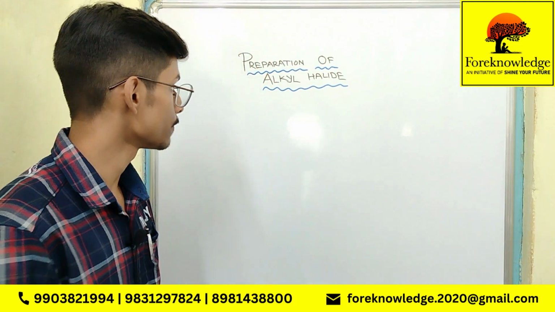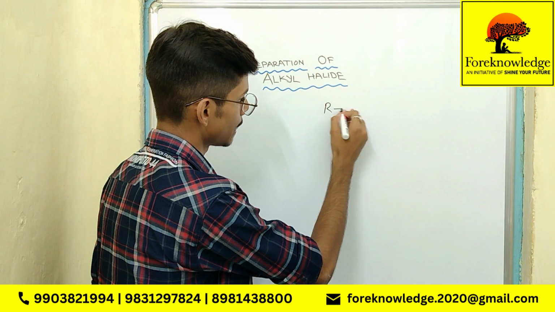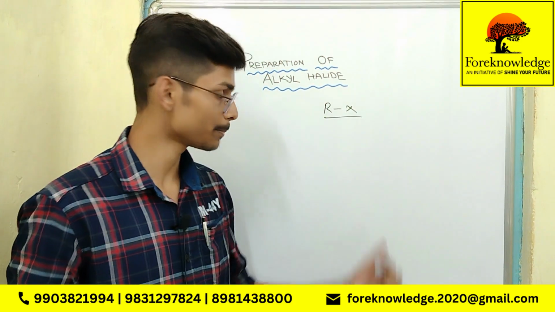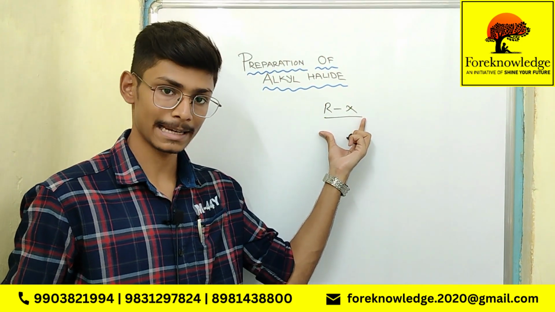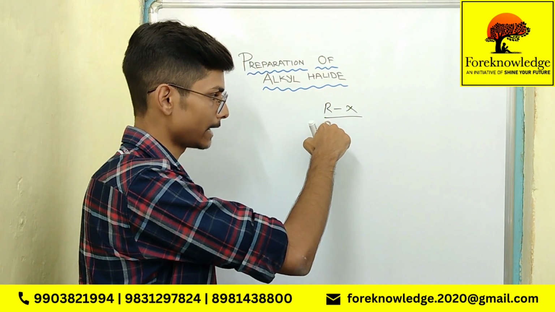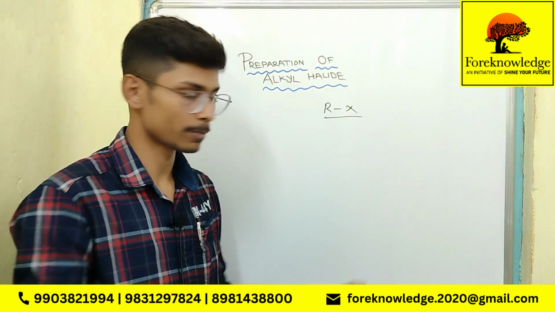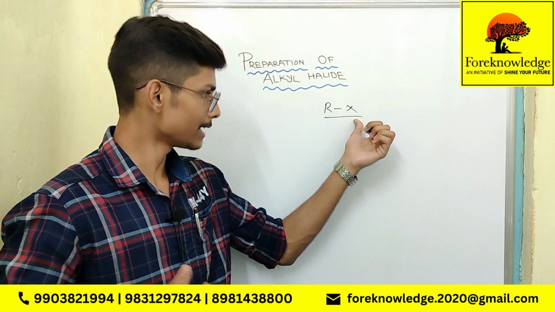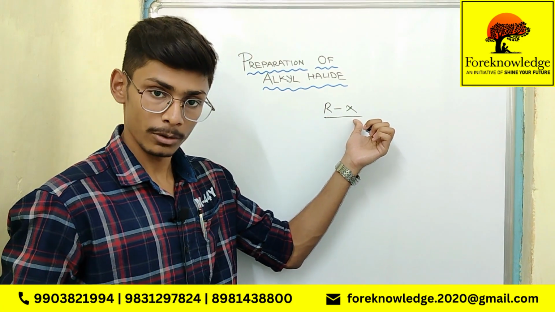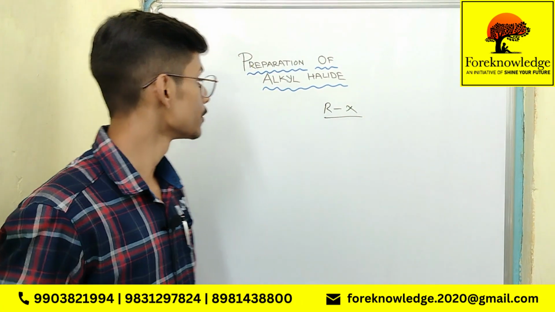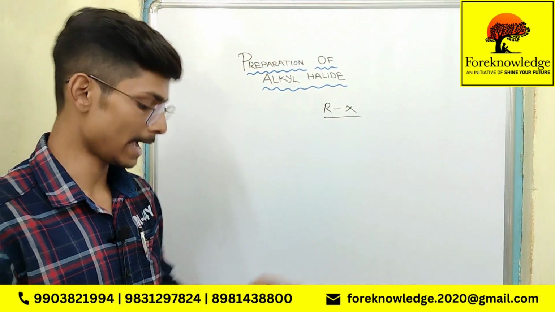Okay. Now first let me tell you one thing. What is alkyl halide? RX. This is a basic representation of alkyl halide. R is alkyl group and X is halogen group. That is, it can be anything like bromine, chlorine, okay, like any halogen. So basically, this is the structure of alkyl halide.